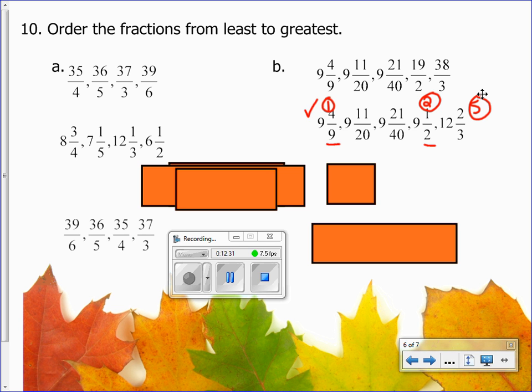But now I need to compare 9 and 11/20 and 9 and 21/40. If you can't tell by looking, you can find a what to compare those two, class? Least common denominator. And their least common denominator would be 40. So if I wanted to change this fraction right here, it would be 9 and 22/40. So now you can see of those two fractions, which is the smaller.